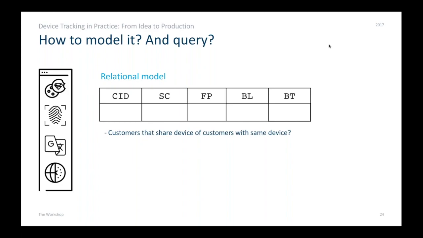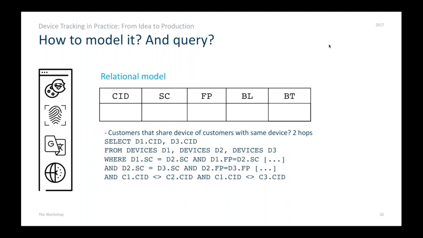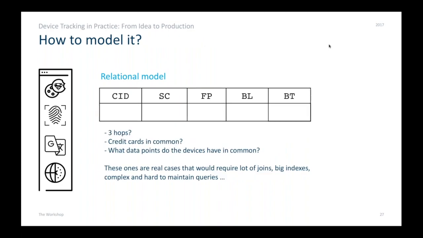Going further, what if we want to get the customers that are connected to a device from the previous customers? Well, things are becoming more complex, and this is the concept of two hops. Here is an example of how it should be, where we need to join the table 3 times and return the results. But this is just the beginning.